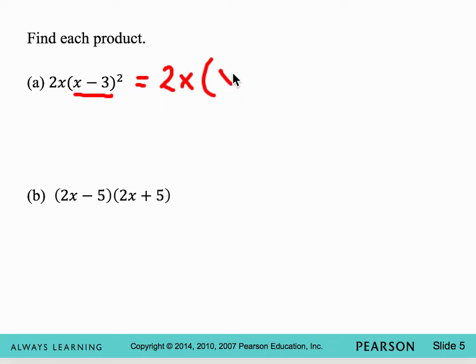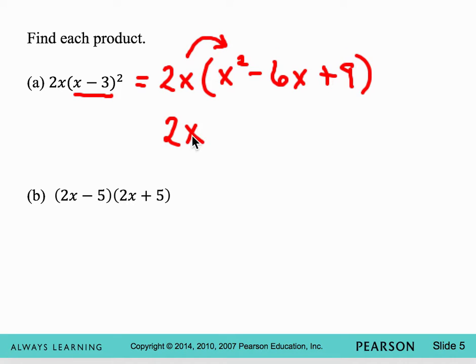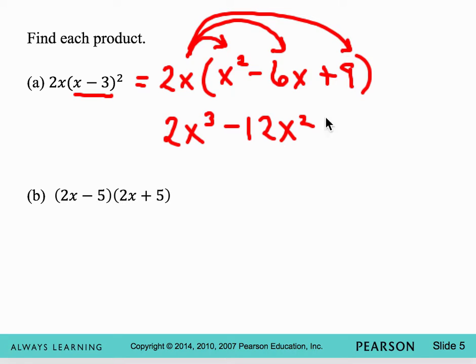Square the first one. Multiply the 2 terms together, so I would have negative 3 times x. If I double that, I've got negative 6 times x, and then square the last one. Now I can distribute the 2x through and finish this problem, giving us 2x cubed minus 12x squared plus 18x.